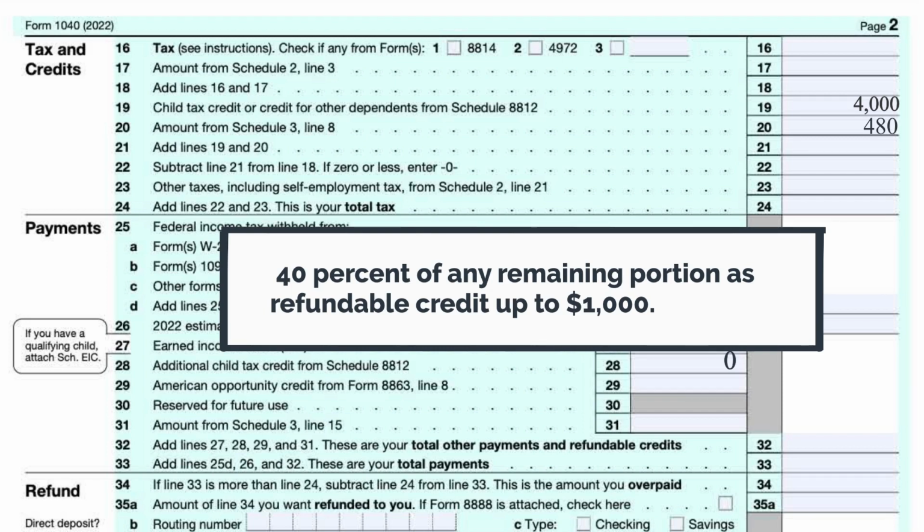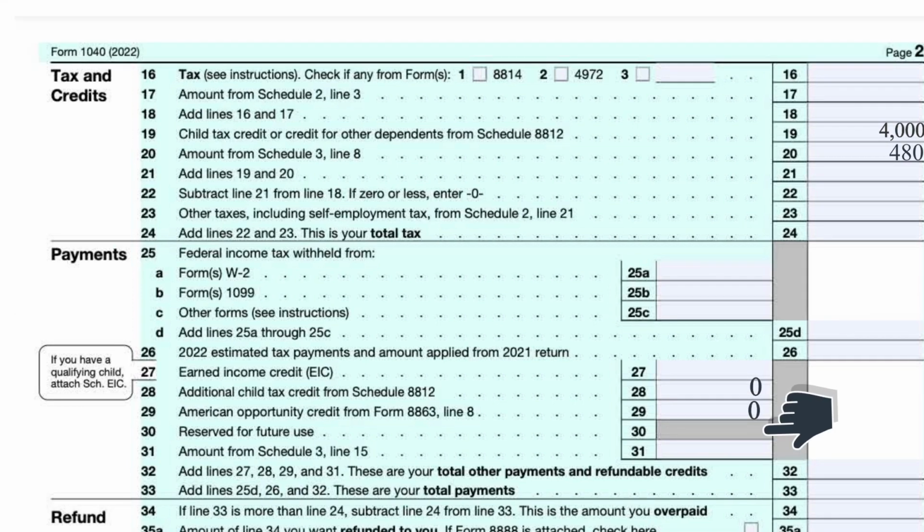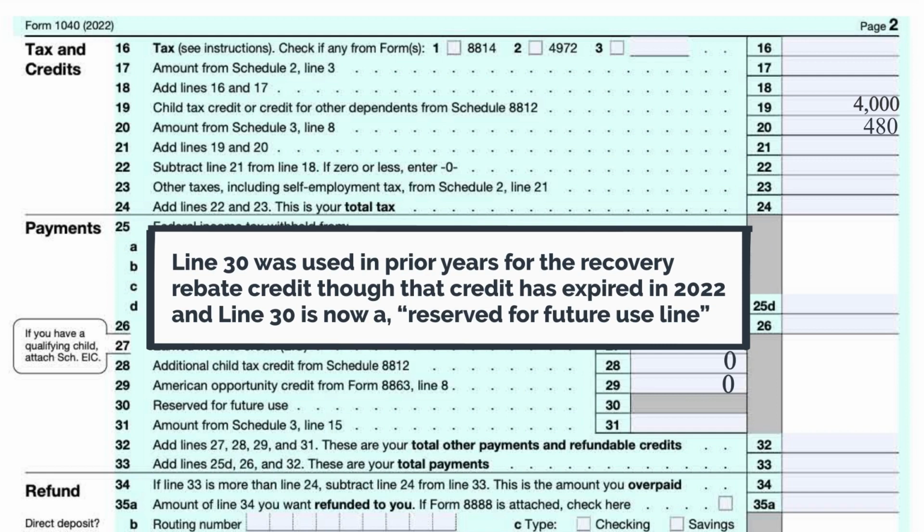Emily did have college tuition expenses, though she cannot take the American Opportunity Credit because it is limited to the student's first 4 years of higher education. And so therefore, she took the non-refundable Lifetime Learning Credit. Line 30 was used in prior years for the Recovery Rebate Credit, though that credit expired in 2022, and line 30 is now a reserved for future use line.